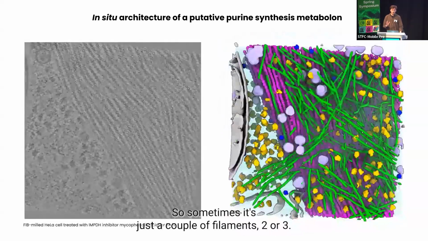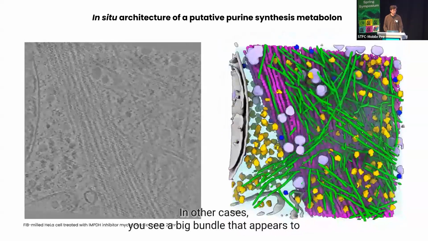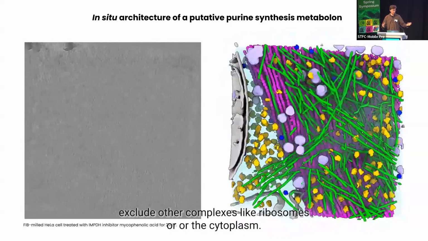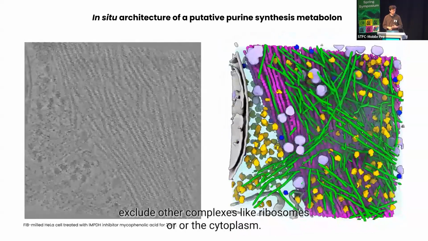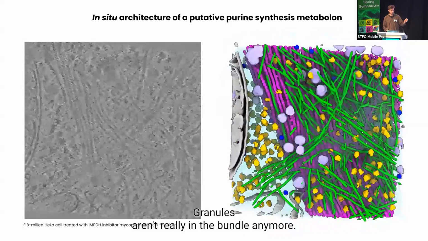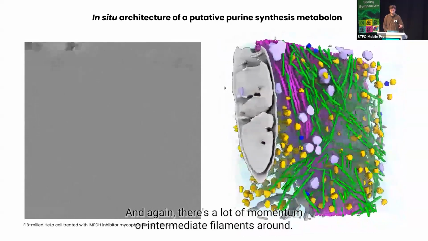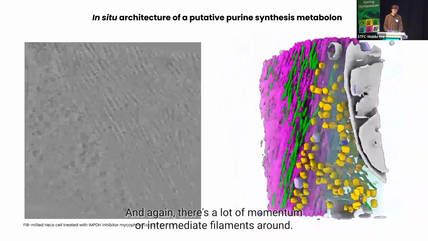So sometimes it's just a couple of filaments, 2 or 3. In other cases, you see a big bundle that appears to exclude other complexes like ribosomes or TRiC, or the cytoplasmic granules aren't really in the bundle anymore. And again, there's a lot of vimentin or intermediate filaments around.